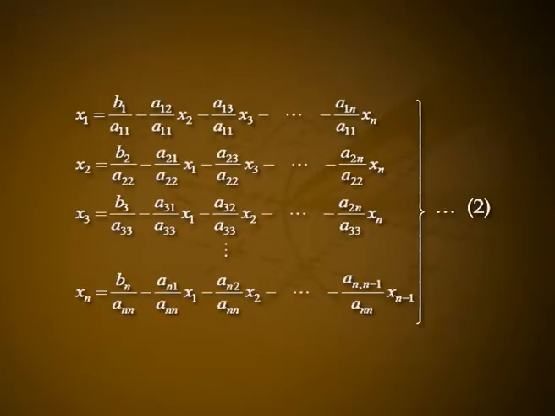Now, the system 1 can be written as x1 equal to b1 by a11 minus a12 by a11 into x2 minus a13 by a11 into x3 minus etc. minus a1n divided by a11 into xn. x2 equal to b2 divided by a22 minus a21 by a22 into x1 minus a23 by a22 into x3 minus etc. minus a2n by a22 into xn. x3 equal to b3 divided by a33 minus a31 by a33 into x1 minus a32 by a33 into x2 minus etc. minus a3n by a33 into xn, etc. xn equal to bn by ann minus an1 by ann into x1 minus an2 by ann into x2 minus etc. minus ann minus 1 by ann into xn minus 1. Let it be system of equations 2.